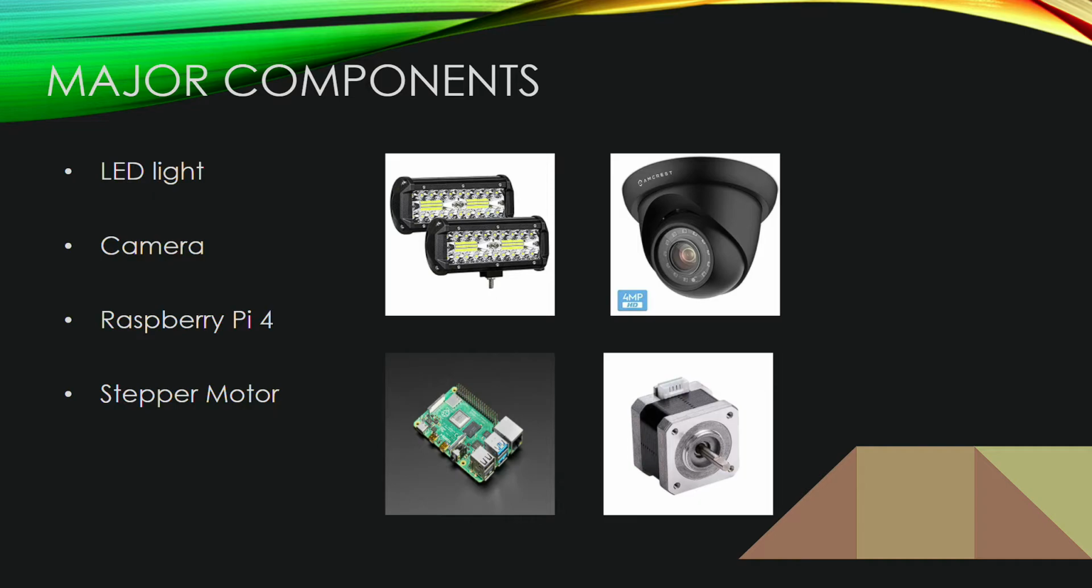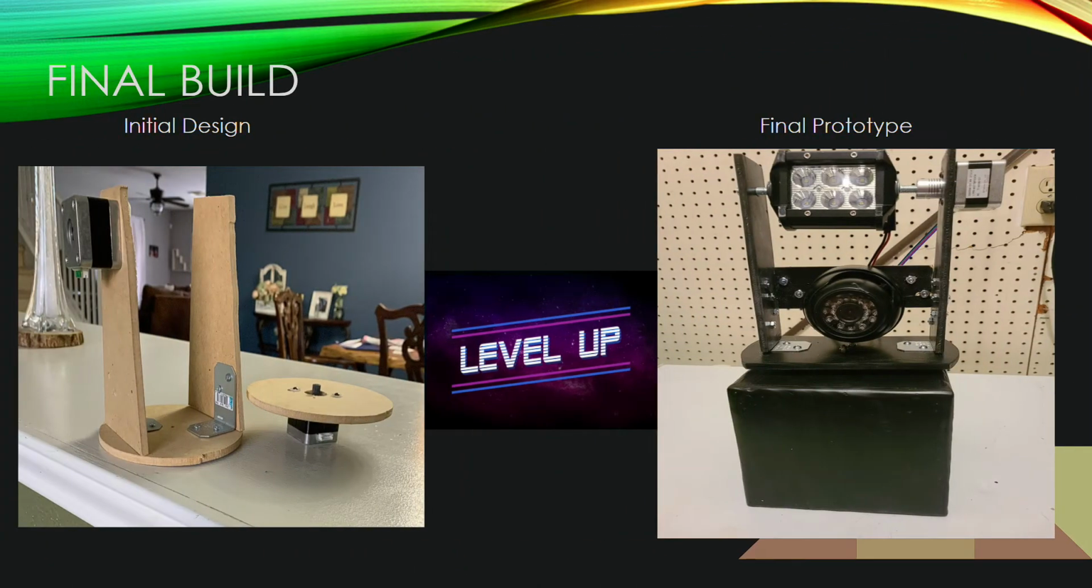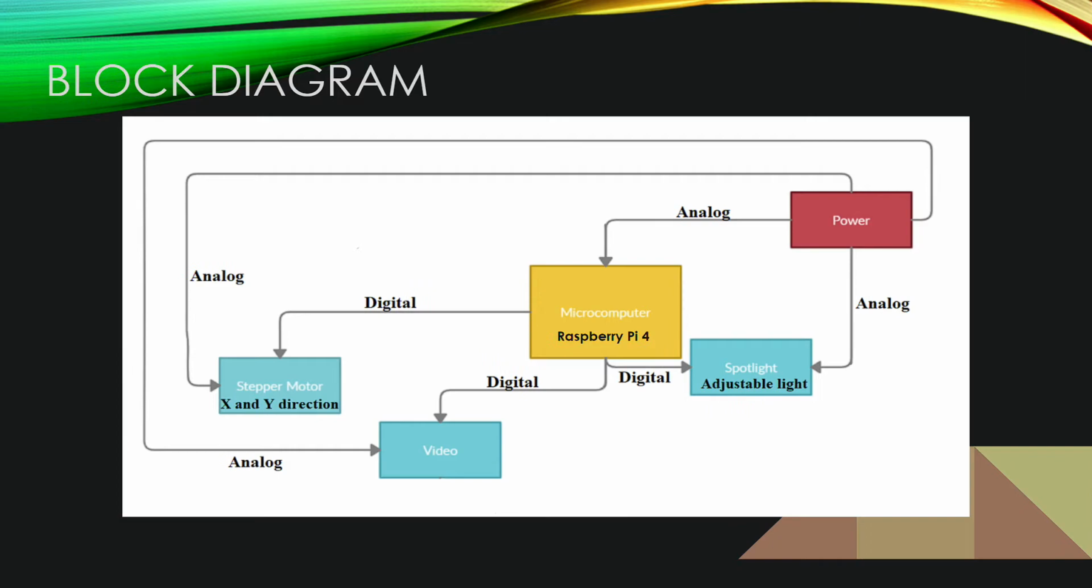The four major components that we use in this project are the LED lights, camera, Raspberry Pi 4, and the stepper motors. These are the initial and the final design, where we started and where we ended. This is our block diagram encompassing our Raspberry Pi, adjustable spotlight, and stepper motors we use for an X and Y direction for our camera turret, all to output a video feed.